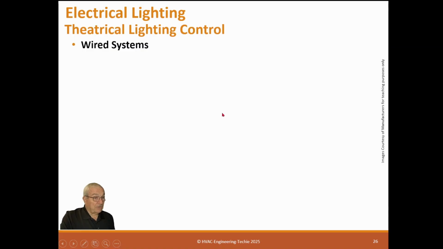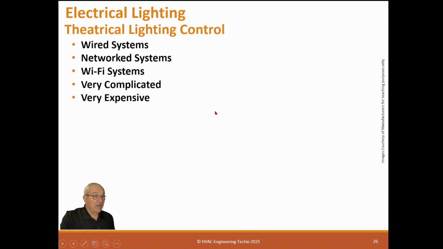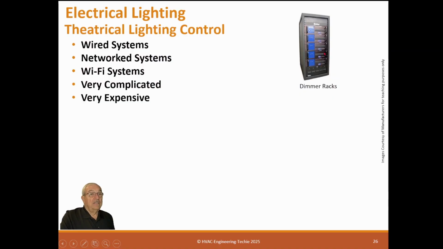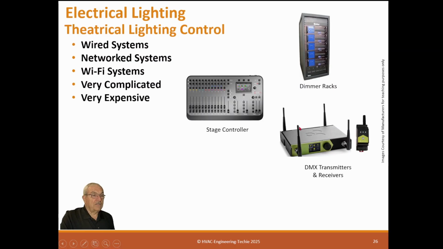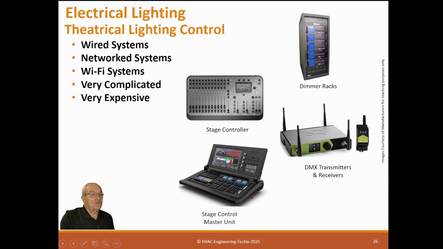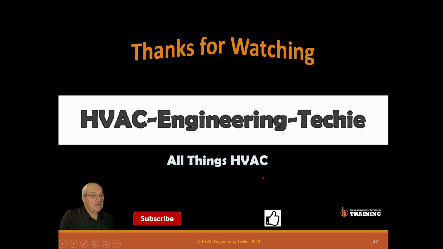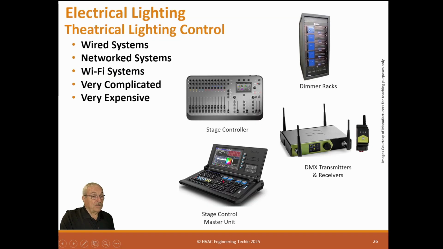Theatrical control, wired controls, network systems, Wi-Fi systems, normally very complicated and very expensive. So this is a dimmer rack unit to dim a bunch of high-powered lights. You can see it just looks expensive. This is a DMX transmitter and receiver for doing wireless control of lighting system. This is a stage control, allows you to change the lighting and program the lighting on the stage. And this is a stage control master unit. So you can have, these are just local, and this could be a master unit.